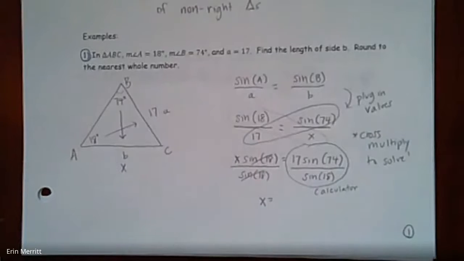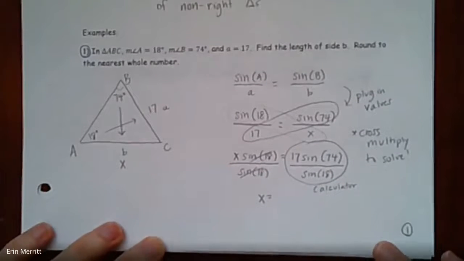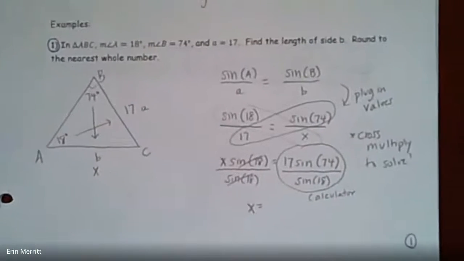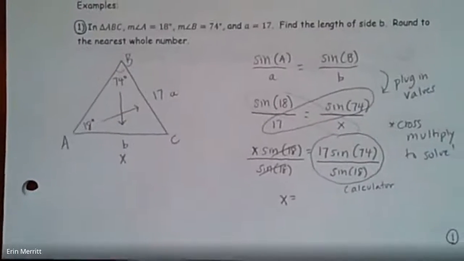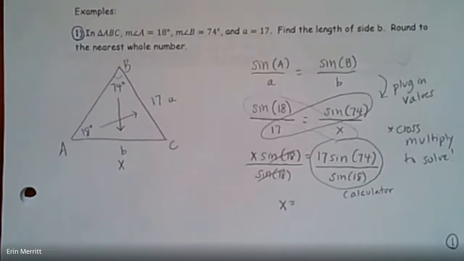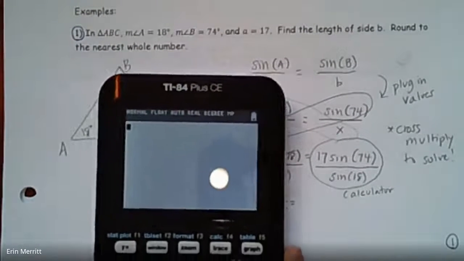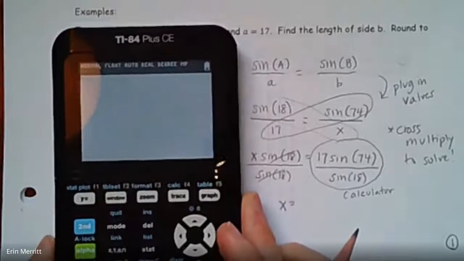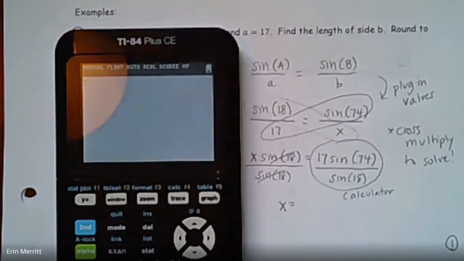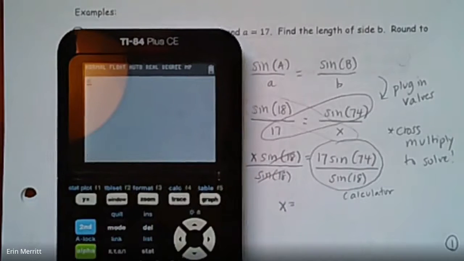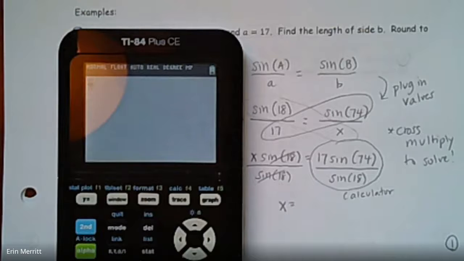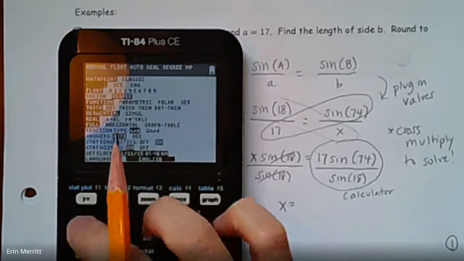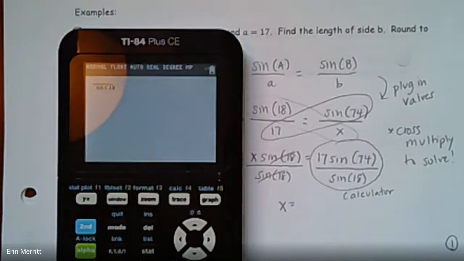If you have the alpha y equals on your calculator, sometimes it feels nice to put it in a fraction that looks just like what we have. I feel like most of your calculators probably have it. So if I go alpha y equals and hit that n over d, then I can type in 17 times sine of 74, close it up, and then sine of 18. And let me double check that, yep, I am in degree mode, so then I can just hit enter.